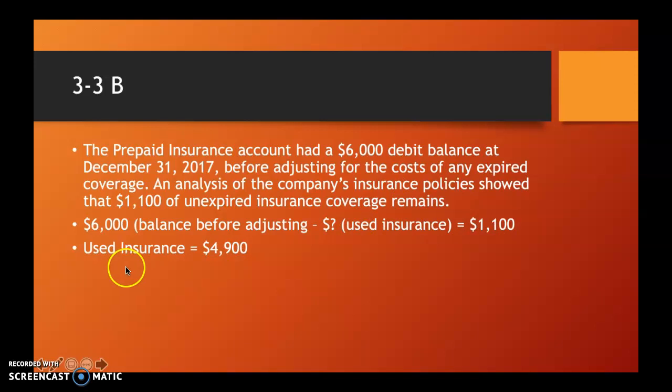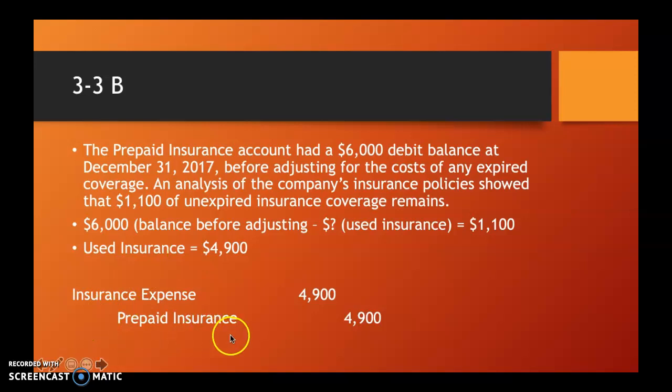So this is how much insurance was used during the year. We started out with $6,000, we ended with $1,100, which means we used $4,900. So the journal entry for this is going to be debit insurance expense for $4,900 and credit prepaid insurance for $4,900. Again, expense has a debit normal balance and assets have a debit normal balance as well, but since we are using that asset up, we need to credit it.